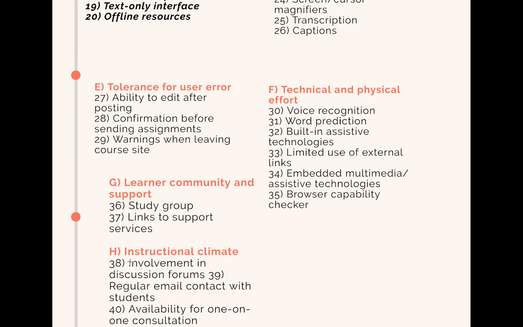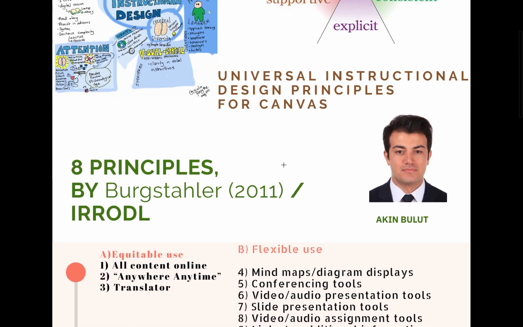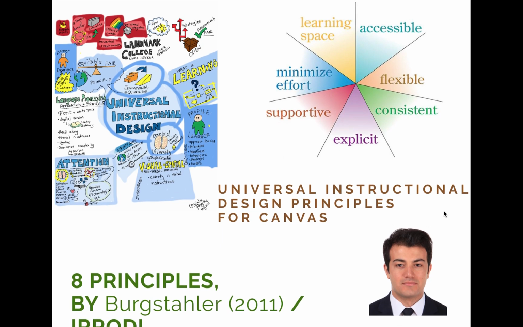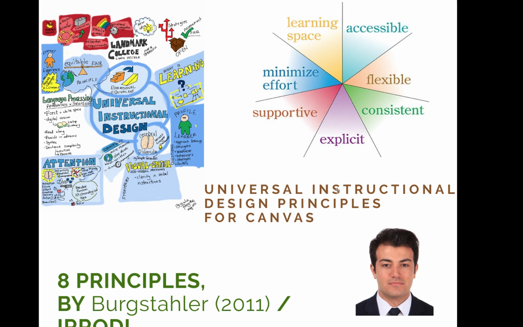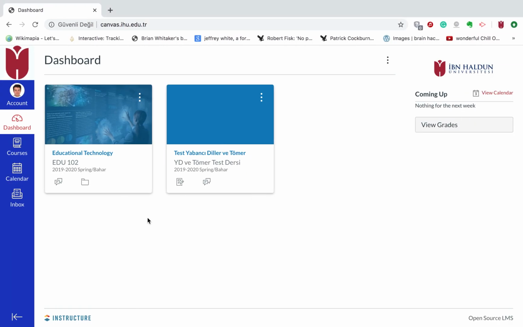And finally, the eighth principle is the instructional climate. So does the system allow involvement in discussion forums? Is there regular email contact with the students, like a professor and student relationship? Is it possible to work with tutoring systems, like one-on-one consultation? So, having checked all these points of Universal Instructional Design Principles by Burgstahler, we can start the Canvas website.